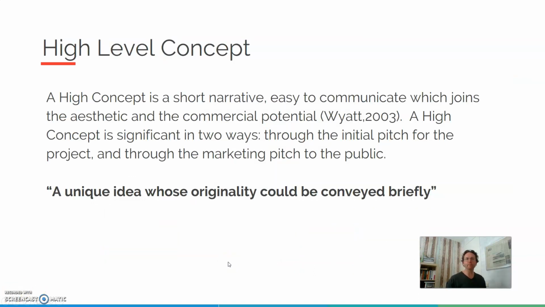The high-level concept is a short narrative, easy to communicate, which joins the aesthetic and the commercial potential, according to Wyatt. Remember that you have to pitch the Lean Canvas towards investors. Those investors will probably have never heard about your solution or your concept. Therefore, it's handy to use a concept that is already familiar to your investors and to compare it to that particular concept. So it's a unique idea whose originality could be conveyed briefly.